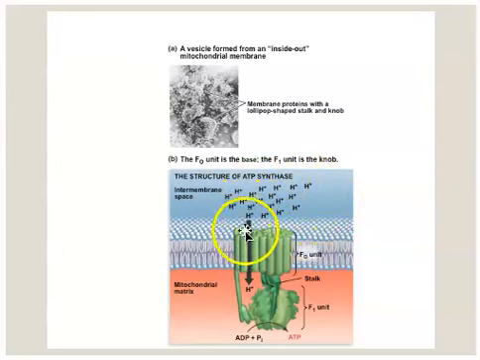And as they flow, their energy, their potential energy, is going to be transformed or converted into kinetic energy. The stalk is going to start to spin, and that in turn will spin the F1 unit, causing it to change shape very subtly. And the energy will then be used to take ADP and phosphate and build ATP.